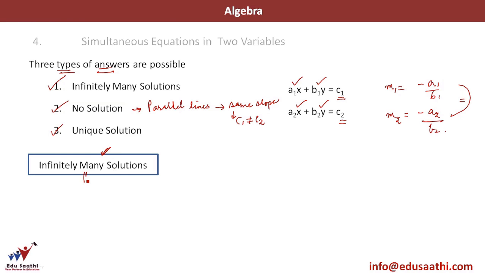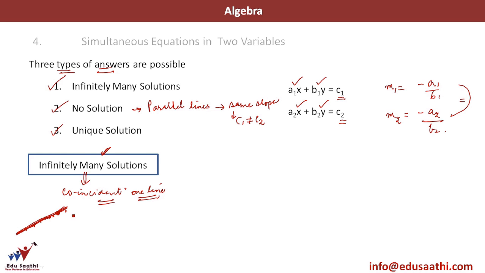Let's look at the case of infinitely many solutions. Infinitely many solutions are obtained if the two lines are coincident. Coincident means one line falls on top of the other. That means if you draw the first line, it comes out to be this, and if you draw the second line, it is also the same line. Every point on line 1 will also satisfy the equation of line 2. So every solution of line 1 satisfies the equation of line 2, and I will have infinitely many solutions.